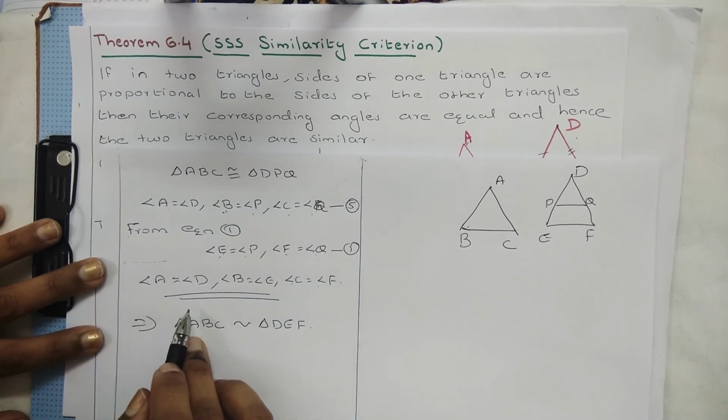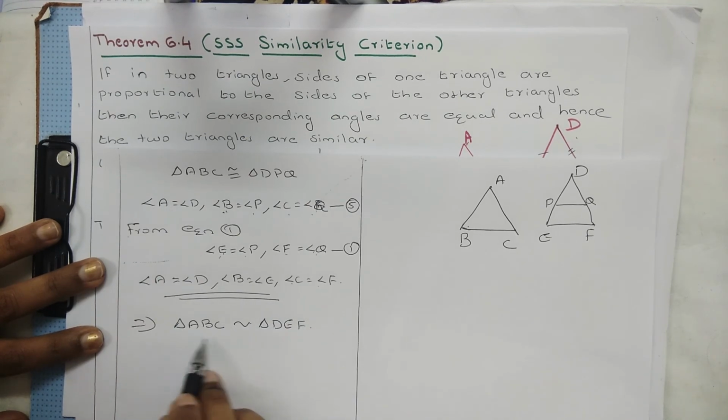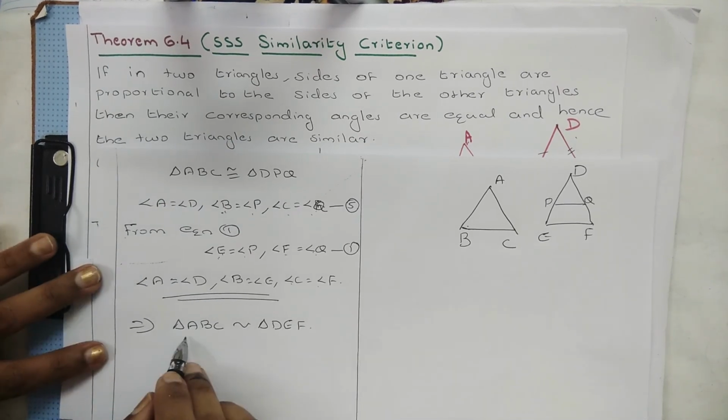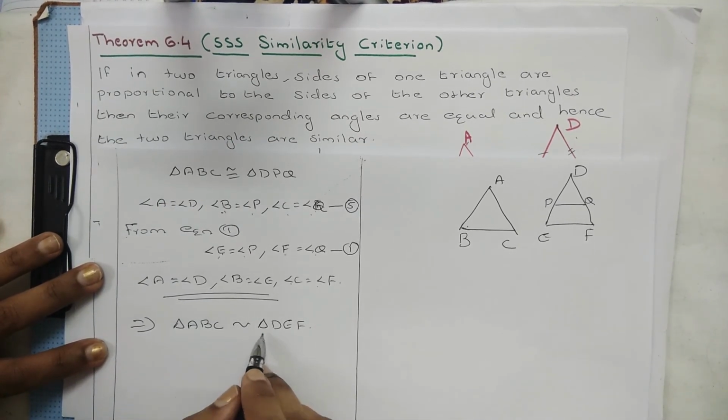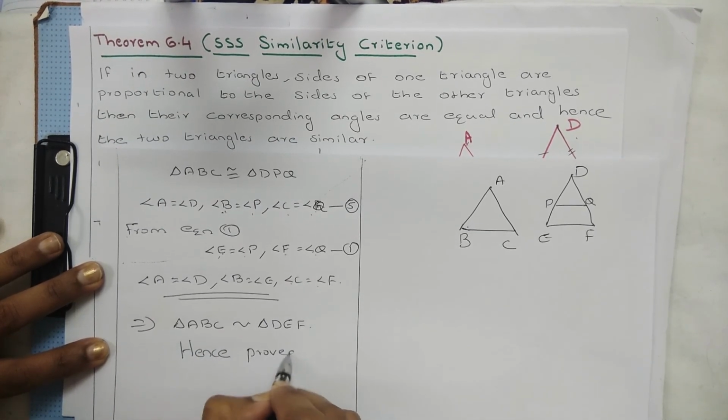That we got, corresponding angles are equal we got. That means these two triangles are similar by the similarity criterion. We proved that triangle ABC is similar to triangle DEF. Hence proved. I hope you understood the video.